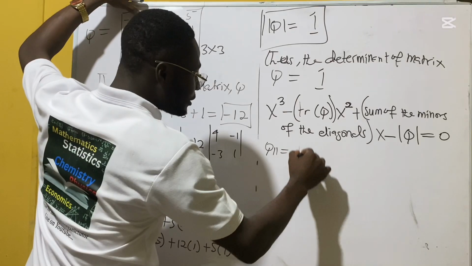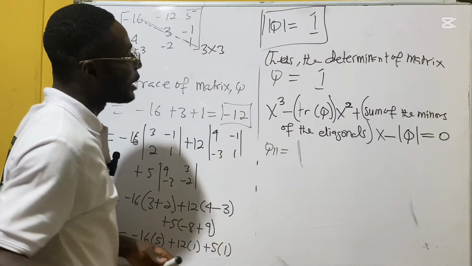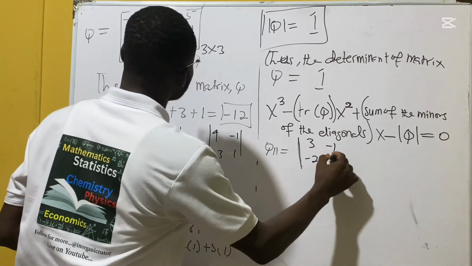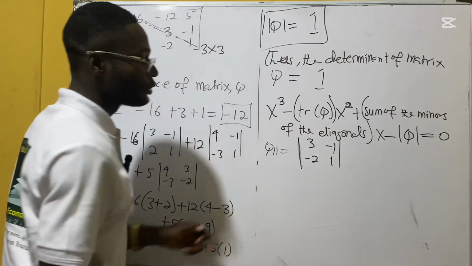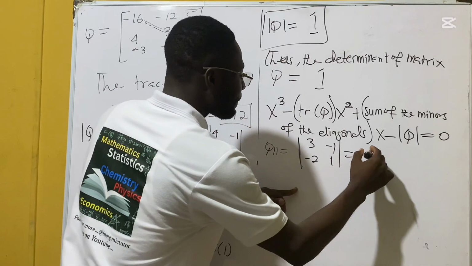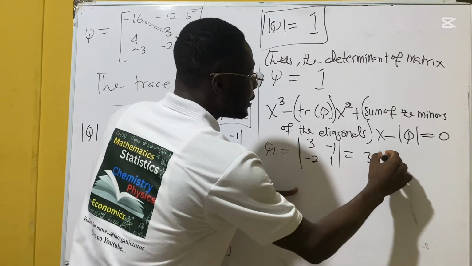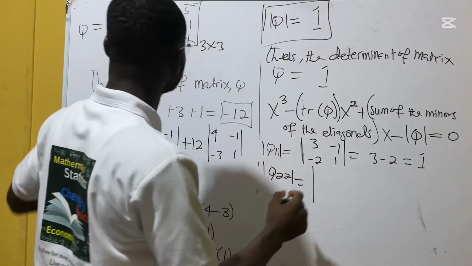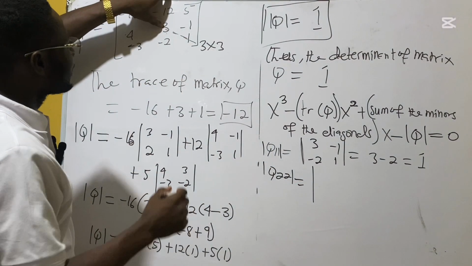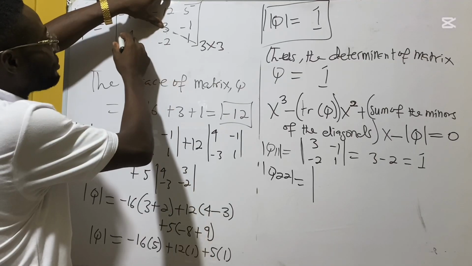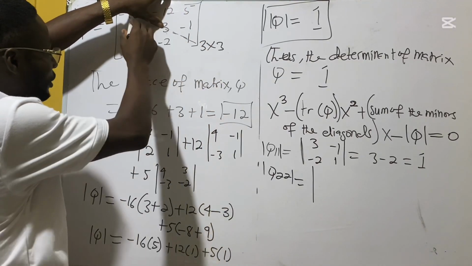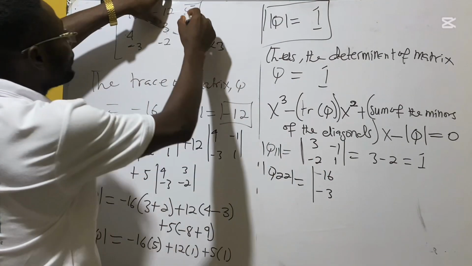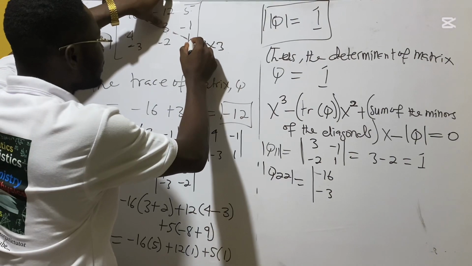So that becomes (3, -2, -1, 1). We have that to be 3 minus 2, and that is equal to 1. For Q22, we cover this element, then we cover everything in its row and column, and we are going to have -16, -3, and then 5, 1, 5, 1.